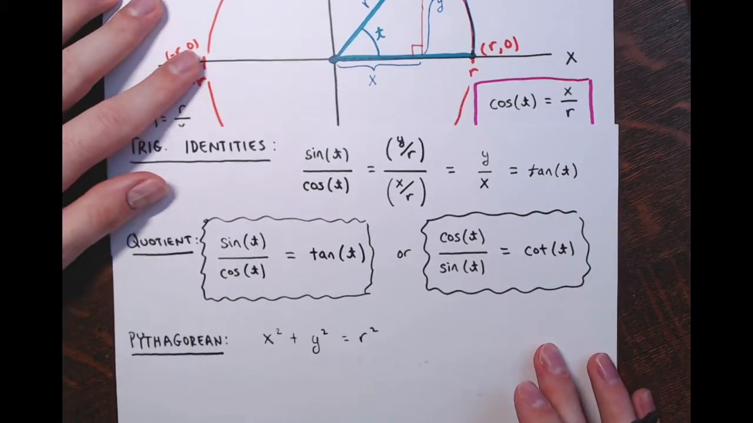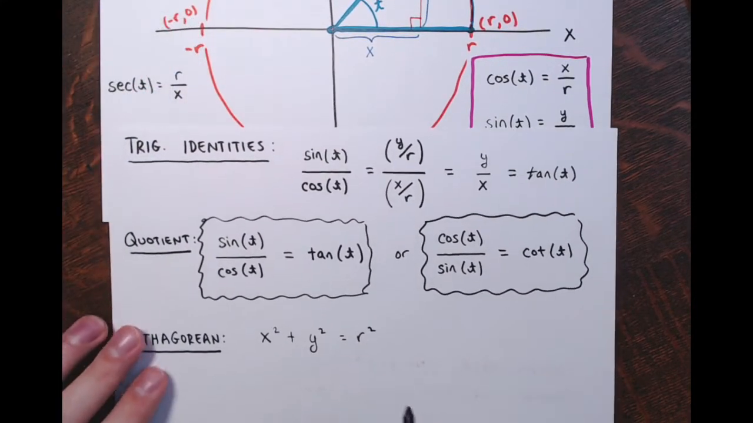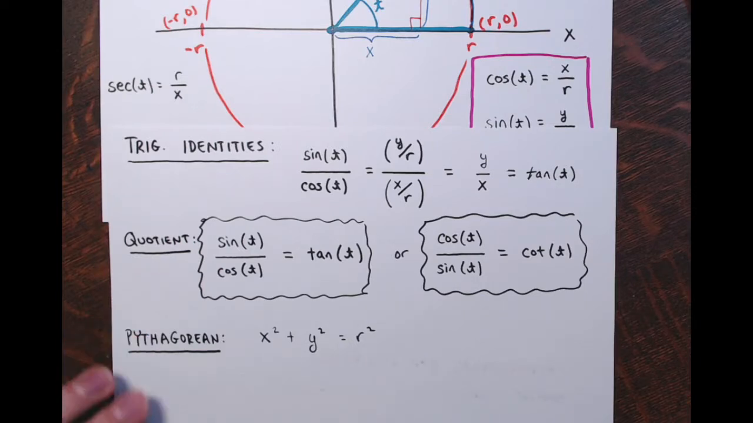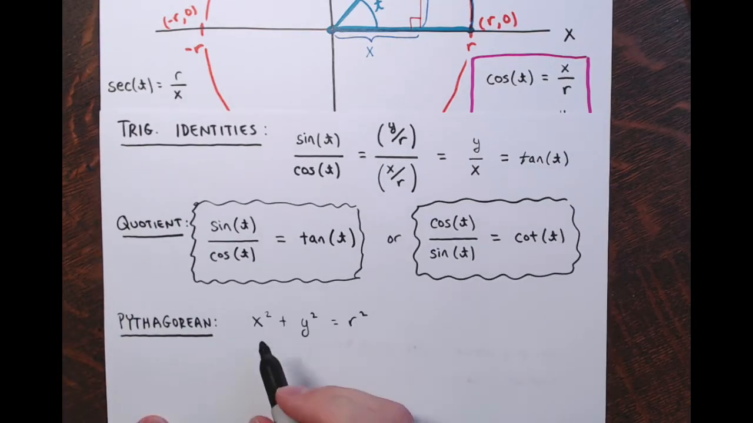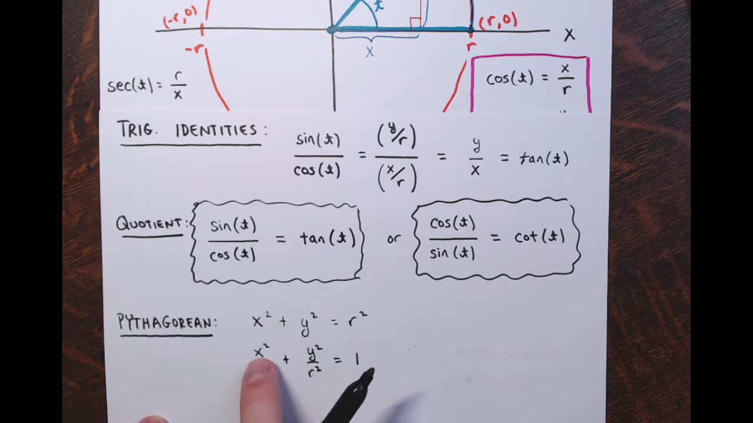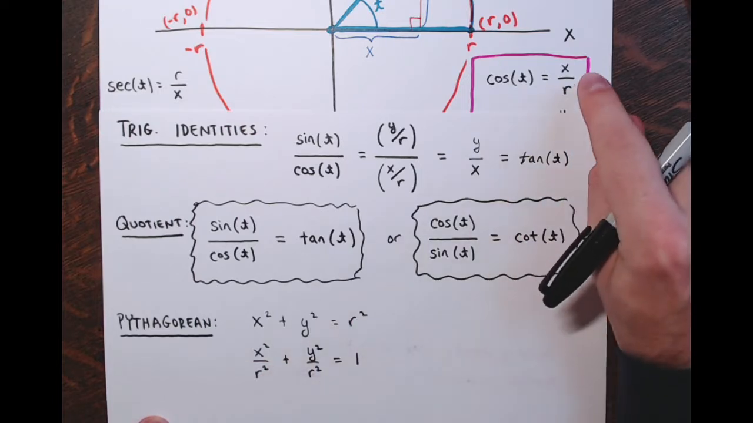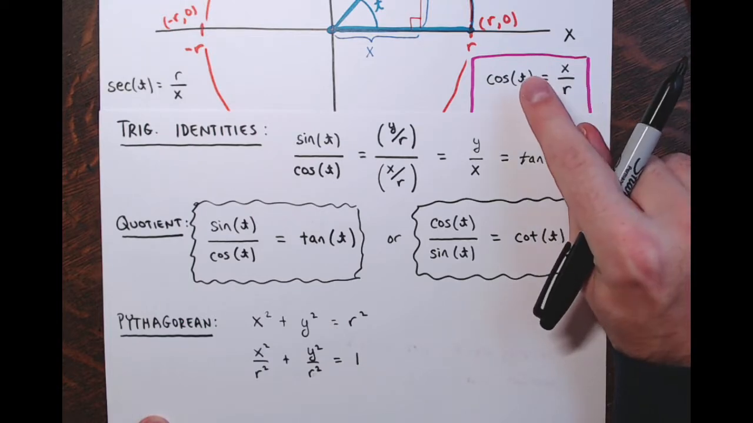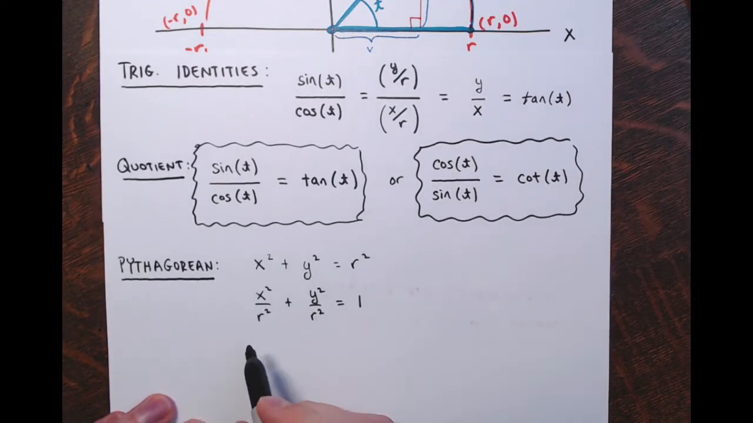Now if I manipulate this a bit, if I just take this equation here and divide everything by r squared, I'd have x squared divided by r squared plus y squared divided by r squared equals 1. That's just taking this equation from my picture and dividing everything by r squared. Well, look at this first term. X squared divided by r squared, that's just x over r, squared. That's the cosine of the angle squared. So this is the cosine of angle t.